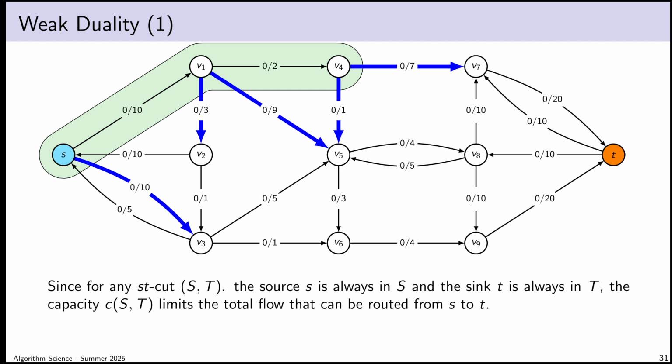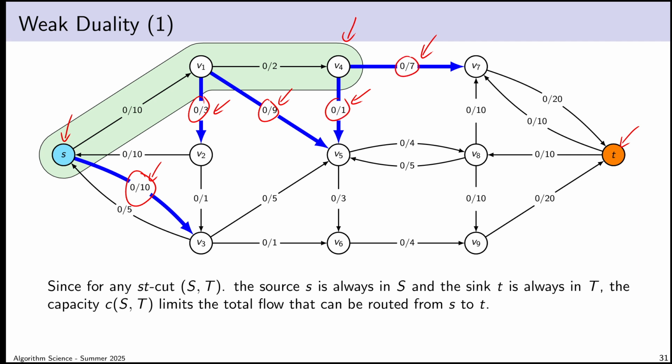All right, so for any ST cut, the source is always in S and the sink is always in T, and the capacity of the cut limits the total amount of flow that I can route from S to T. It doesn't matter how I choose the cut, ultimately all of the flow that leaves S and finally arrives at T needs to exit the green shaded region somehow. So if I look at all the edges that leave the set S, which together comprise the capacity of the ST cut, all of the flow that gets from S to T needs to use one of these edges.